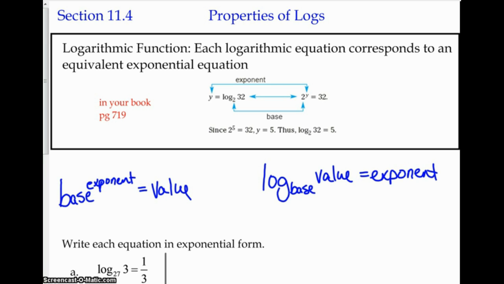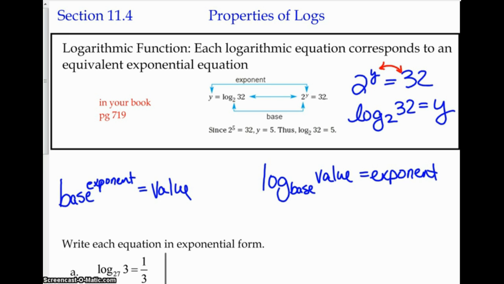So what happens, like in this problem, we have 2 to the y power equals 32. The way I thought of it, I'm going to show you this a little bit better. That kind of looks a little sloppy. 2 to the y equals 32. And all we're trying to do is say, how can we show this in a log function instead of an exponential function? The way I was taught is that you switch around your exponent and your value, and then you add the word log. So now it's log base 2 of 32 equals y.